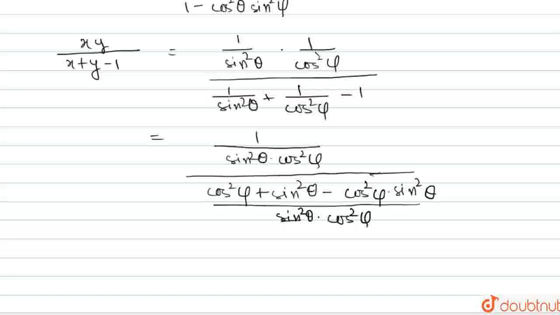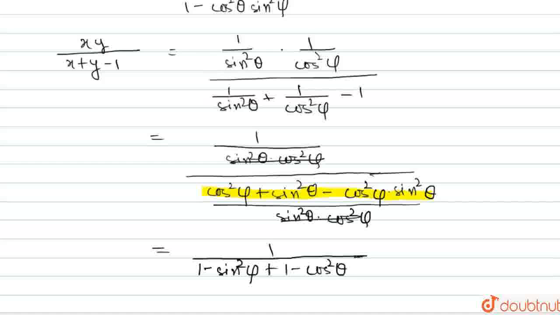Now the cos square phi and sin square theta will get cancelled out from numerator and denominator, and we will be left with 1 upon cos square phi plus sin square theta minus cos square phi into sin square theta. Now what we will do, we will put 1 minus sin square phi in place of cos square phi, and 1 minus cos square theta in place of sin square theta everywhere, so that we will get our required answer.